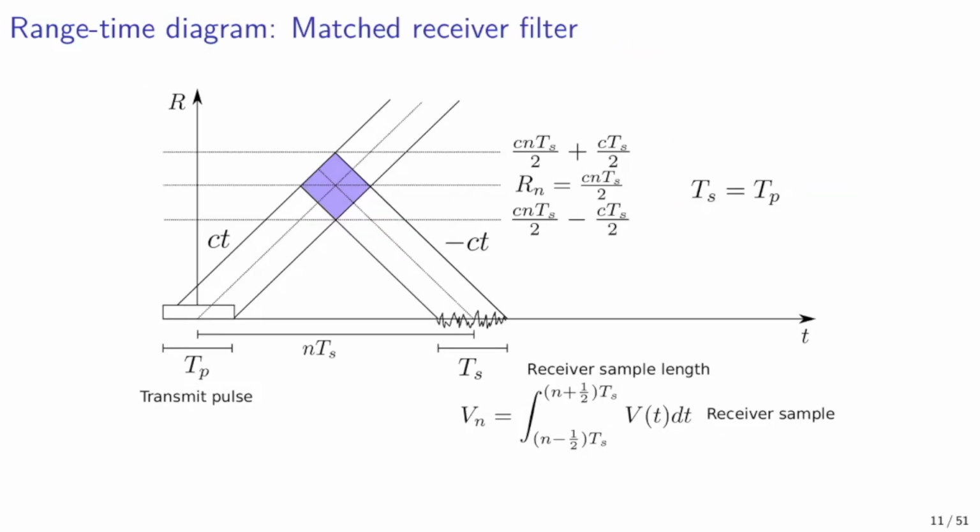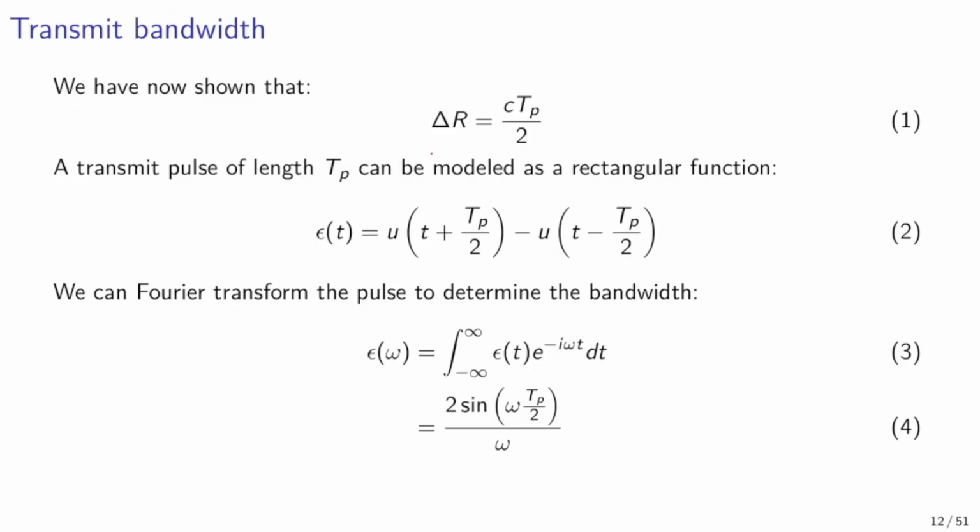For the remainder of this lecture, I will assume that the transmit pulse length and the receiver filter length are equal. We have now shown that the effective range resolution is speed of light times the pulse length over 2. Let us now determine how this is related to the bandwidth of the transmitted and received radio signal.